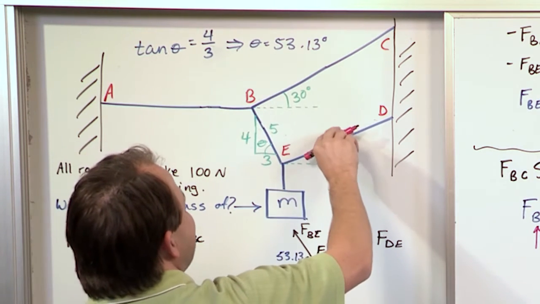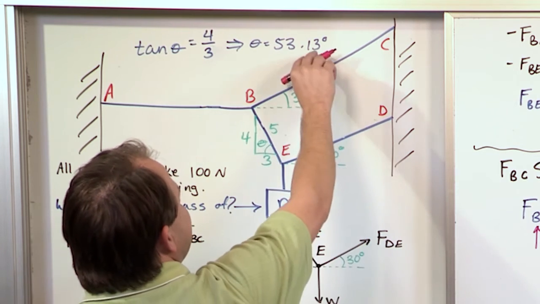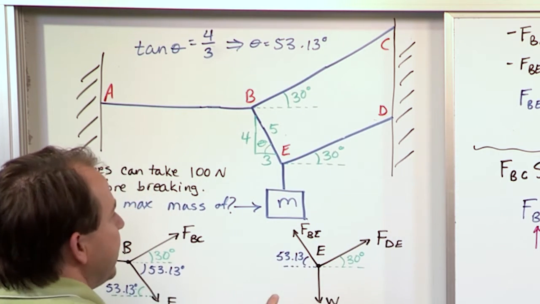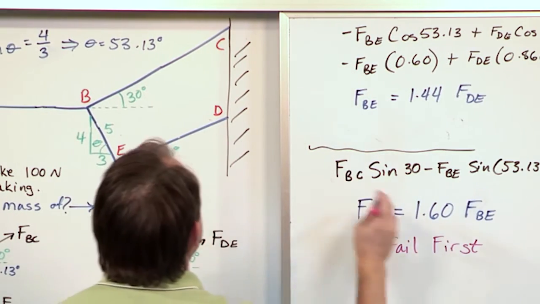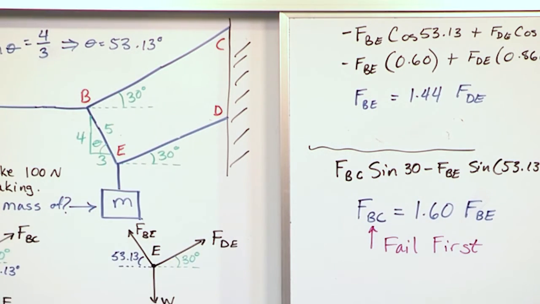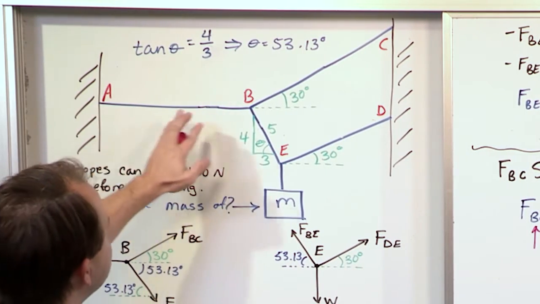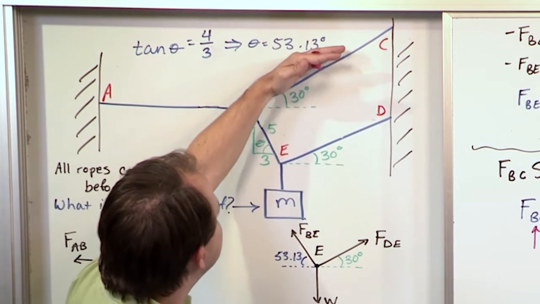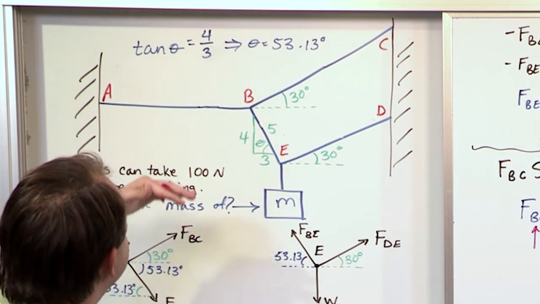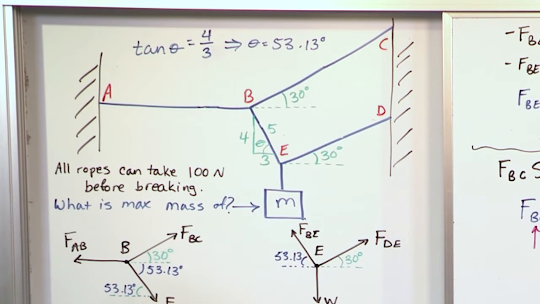So we've done a kind of back of the envelope analysis of BE, which is this segment, of DE, which is this segment, and of BC, which is this segment. Of everything we have on the board, it looks like this one is actually going to be the one that fails first. The only thing that we haven't looked at is this other segment over here. But of everything on the right-hand side, it looks like this is going to reach its breaking point first.